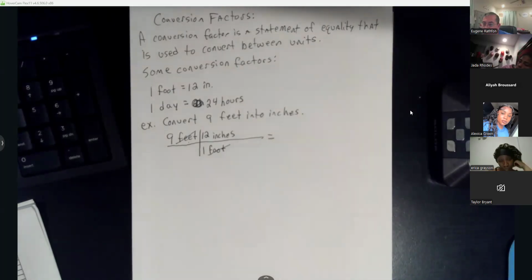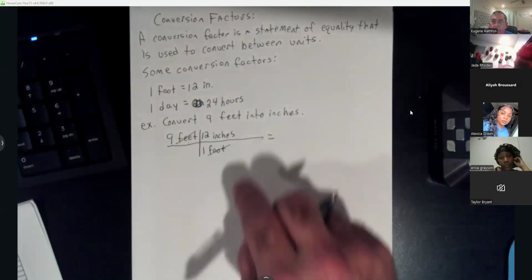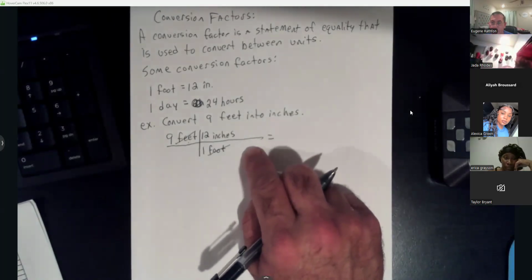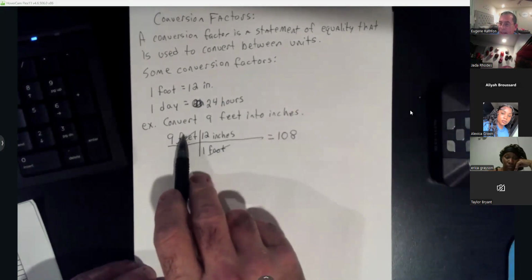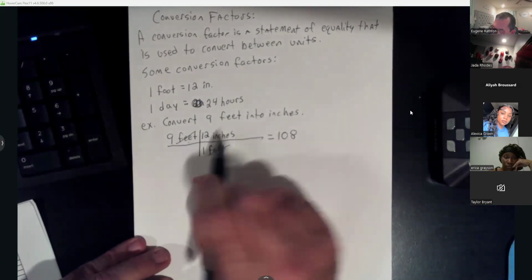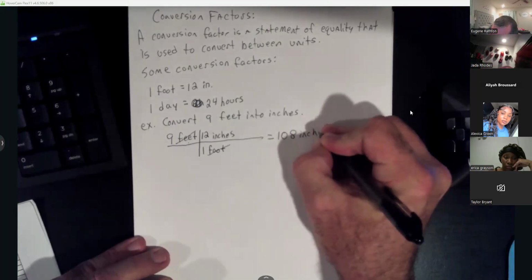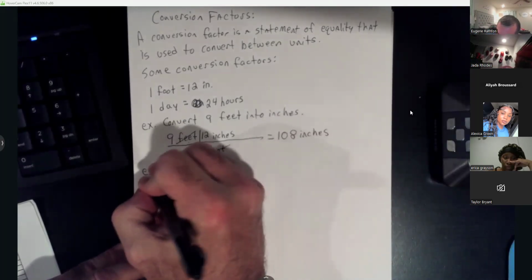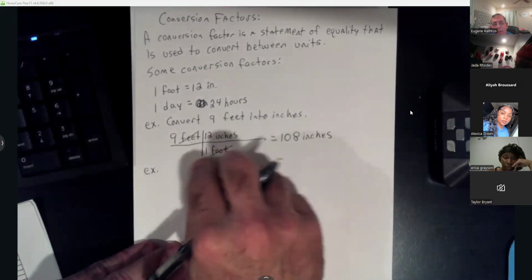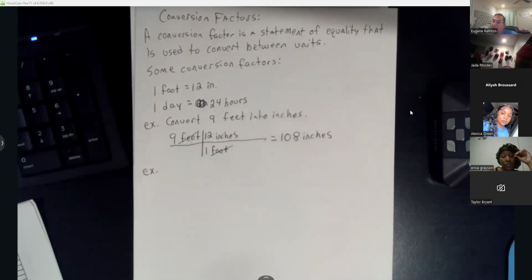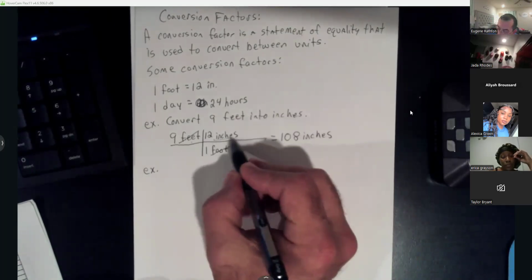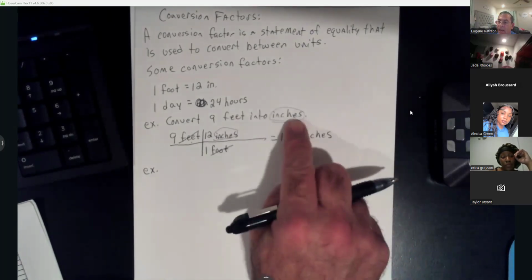All right, so calculator time. Multiply 9 times 12. Is it 108? That sounds good. 108. And since we canceled out our feet, our inches are left as our units. So, y'all, that's what they're talking about on this unit analysis. You set things up so that you can cancel out the units that need to cancel out, and then you want your answer to end up with what they're asking for, okay?